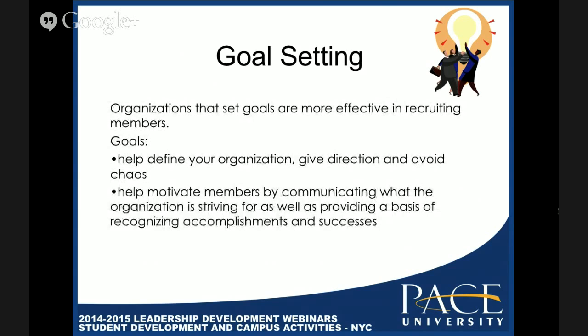Organizations that set goals are more effective in recruiting members. These goals help define your organization, give direction, and avoid chaos. They help motivate members by communicating what the organization is striving for, as well as providing a basis for recognizing accomplishments and successes. You can set goals to increase membership, create new programming events, or develop community service initiatives.